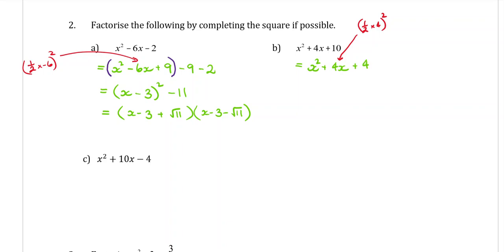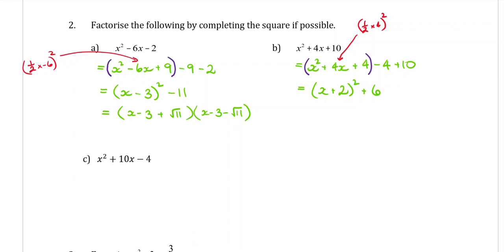So that I'm not changing the value, I'm going to subtract the 4 back off and put the plus 10 on the end. The first 3 terms make a perfect square. So next I'm going to factorize this to be x in brackets squared, and the number that goes in the brackets will be half of the 4, which is a positive 2. Now on the end, the minus 4 plus 10 makes a plus 6.